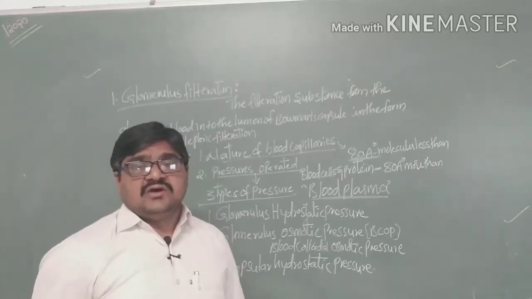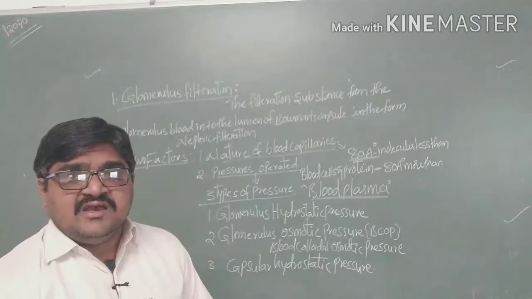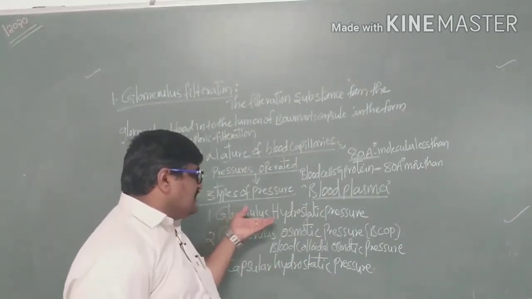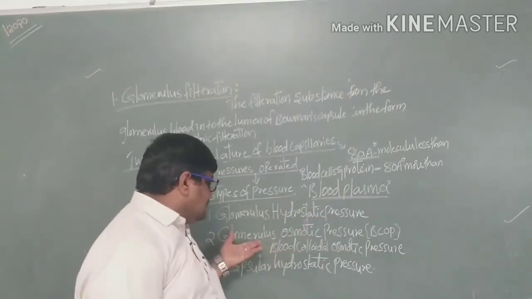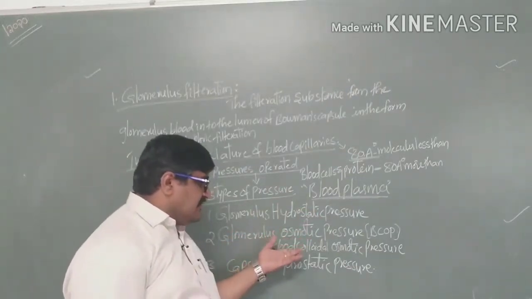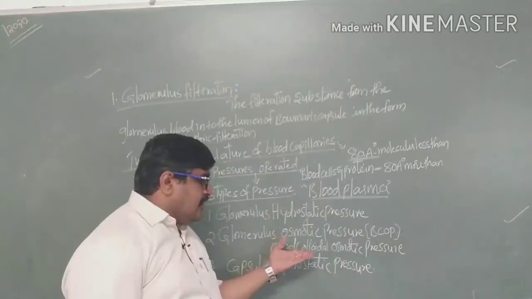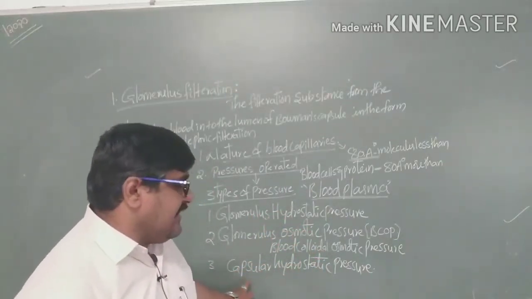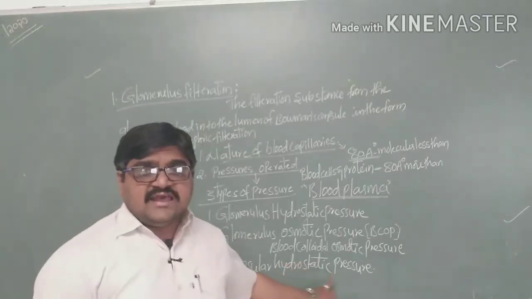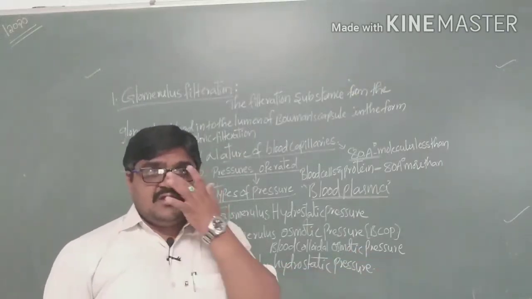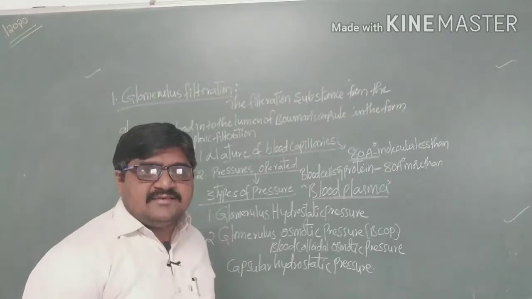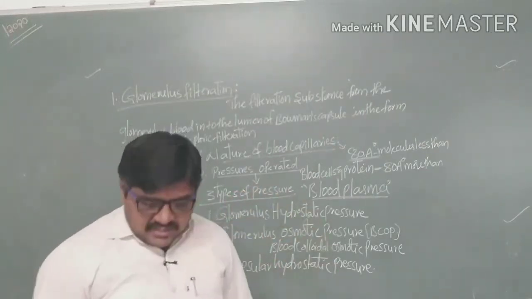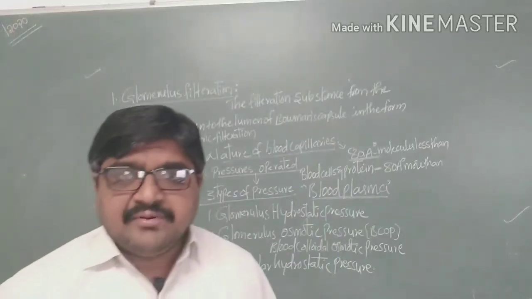So the three pressures are: first, glomerular hydrostatic pressure; second, glomerular osmotic pressure, otherwise called blood colloidal osmotic pressure; and third, capsular hydrostatic pressure. Now we will discuss them one by one, starting with the glomerular hydrostatic pressure.